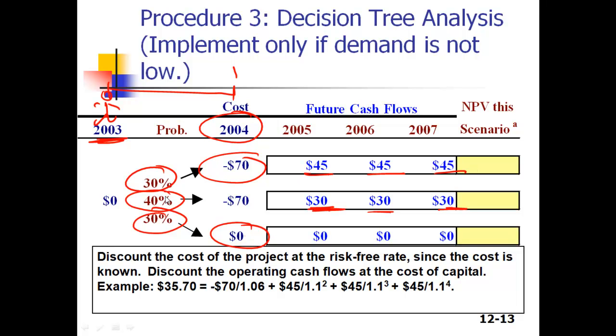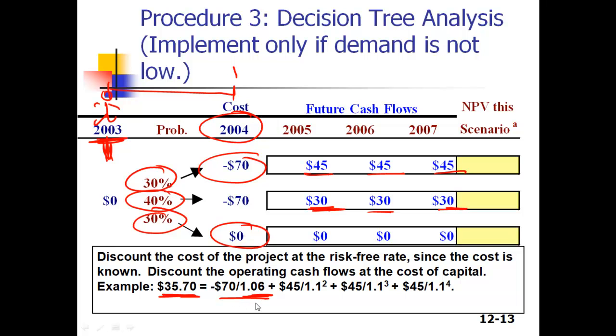The first scenario, the 30% chance. The NPV at time 0 of this cash flow, okay, it is 35.7. It's based on 70.